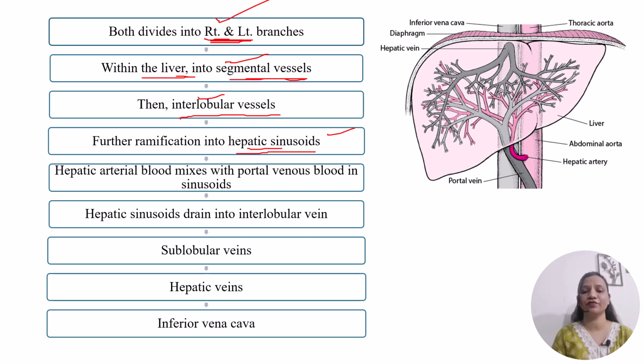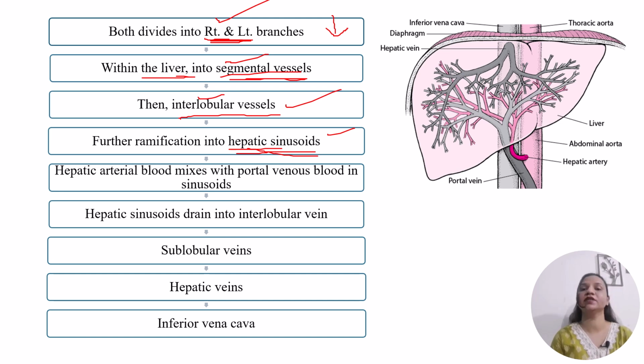So what we have seen, first there is branching into the right and left branches of both of these vessels, then right and left again divide into the segmental vessels, then the segmental vessels enter into the lobes of the liver and they again divide, and there they are called the interlobular vessels, and then further ramification of these vessels leads to the formation of hepatic sinusoids, which are actually the network of capillaries formed by both of these vessels, that is the hepatic artery and portal vein.